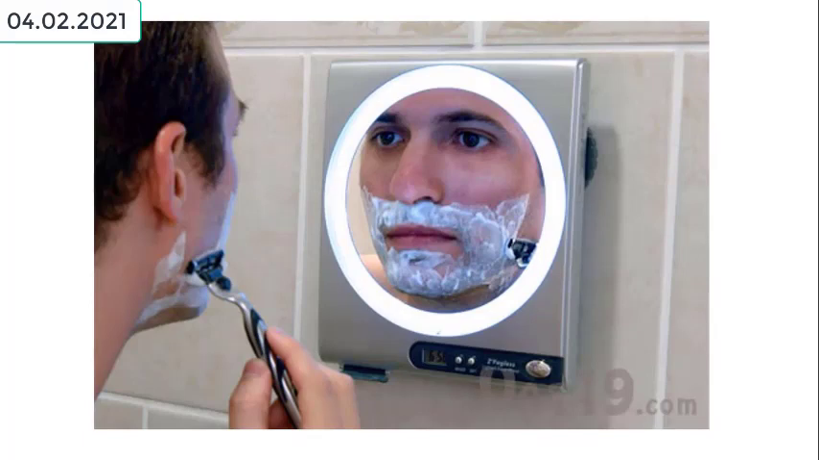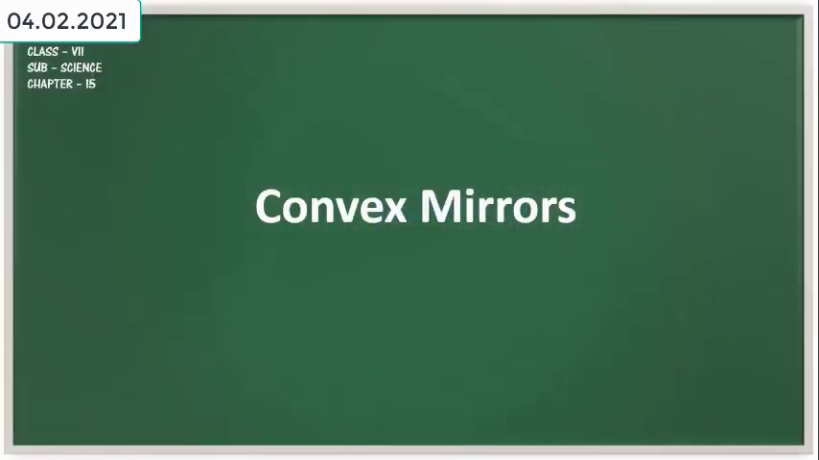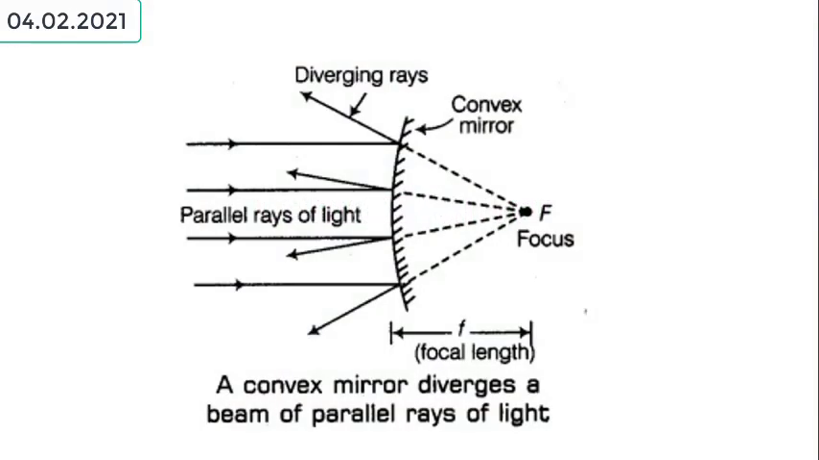Now convex mirror, which is also called diverging mirror. The mirror whose reflecting surface is bulging or convex is called a convex mirror. After reflection from the convex mirror, the parallel rays of light are spreading out. When the parallel rays of light spread out, we can say that rays of light are diverging. That's why we call it a diverging mirror as well.